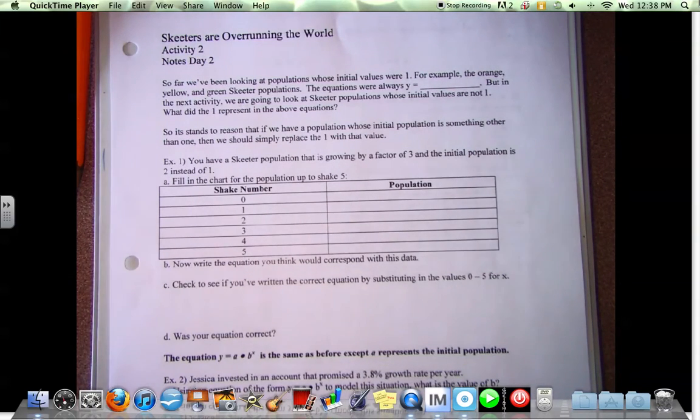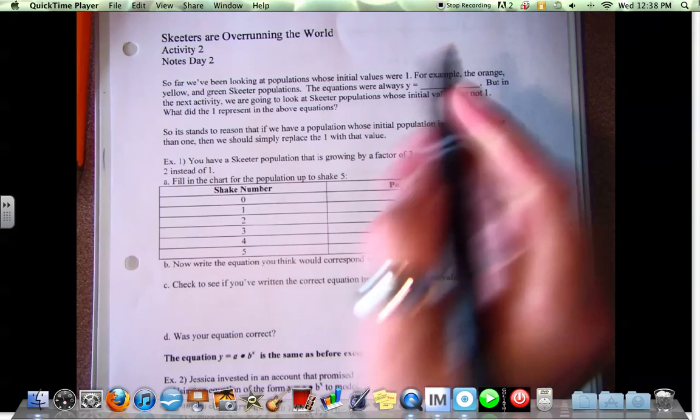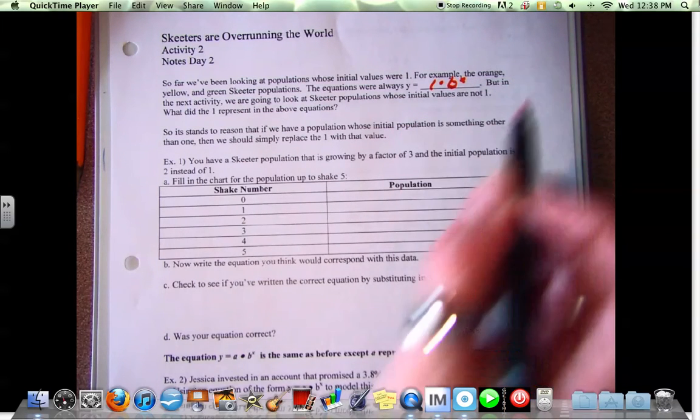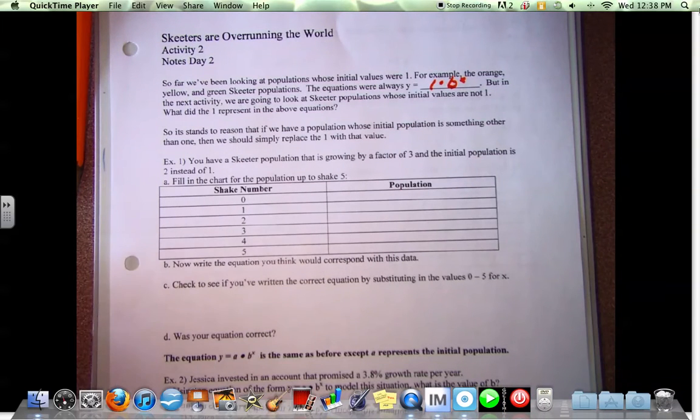So far, we have been looking at populations whose initial values were 1. For example, the orange, yellow, and green skeeter populations. The equations were always y equals 1 times b to the x. But in the next activity, we're going to look at skeeter populations whose initial values are not 1.